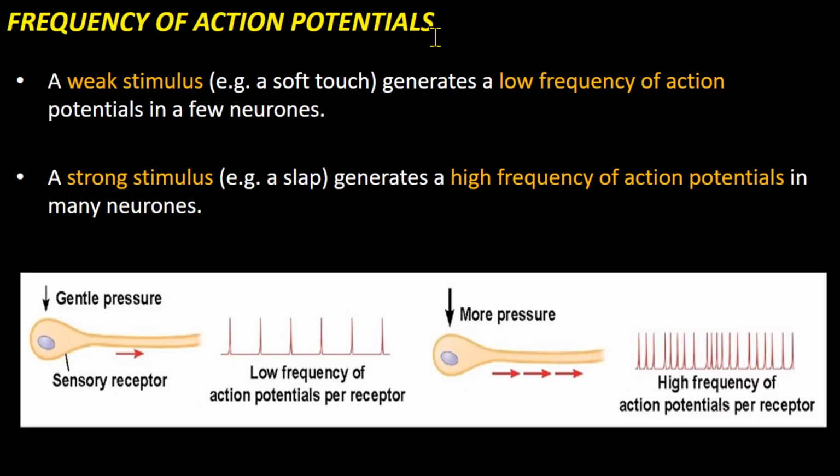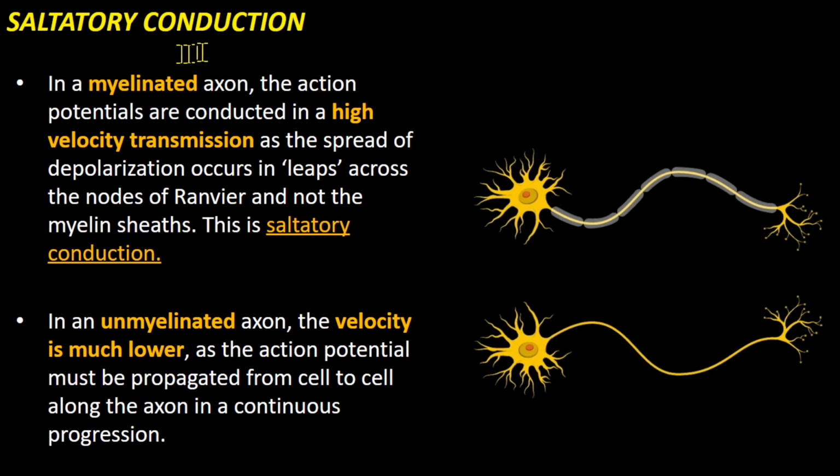So the frequency of action potential. A weak stimulus, for example a soft touch, generates a low frequency of action potentials in just a few neurons that are stimulated. But a strong stimulus, for example a slap, generates a higher frequency of action potentials in many neurons. Saltatory conduction. So first let me explain what the term saltatory means.